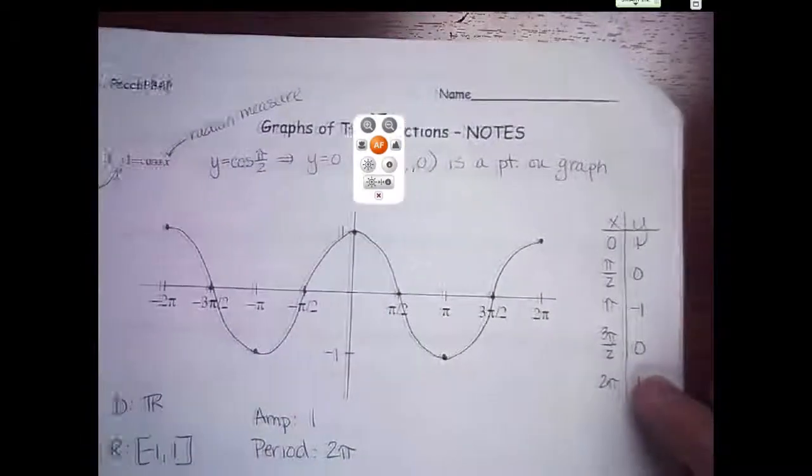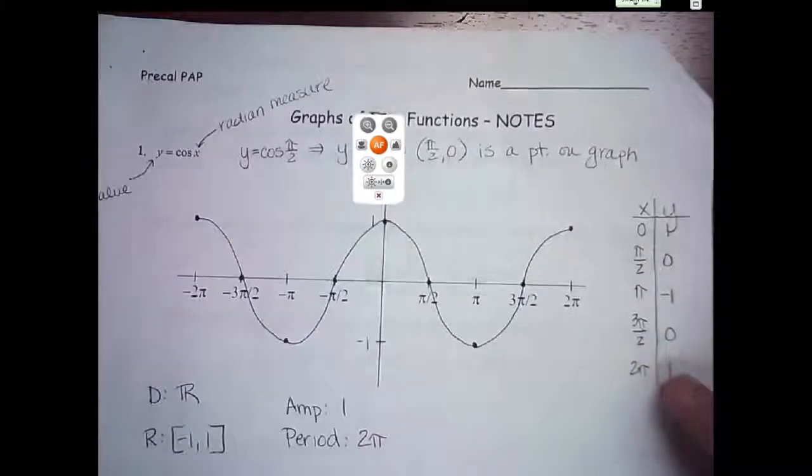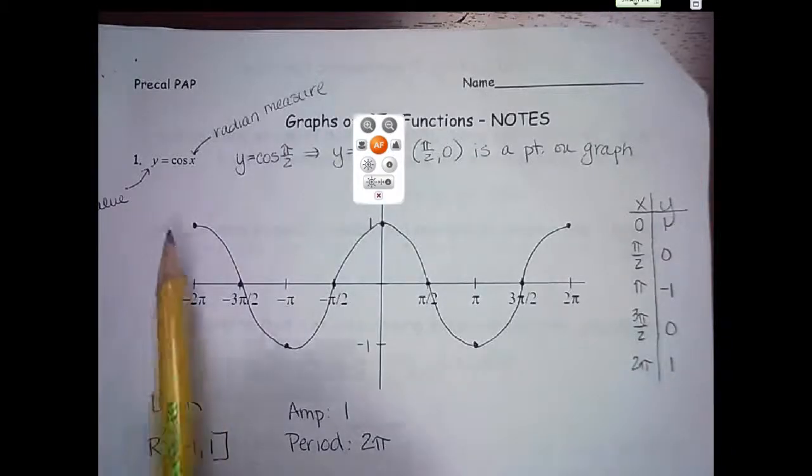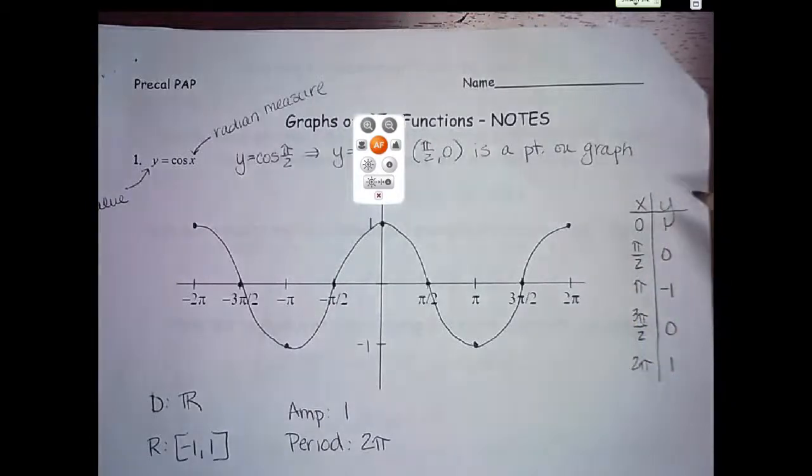Okay, just kind of a rehash of what we did yesterday. We graphed cosine. And remember, cosine actually makes a wave. I made you guys do a T-chart, or actually write out the points, so it looks just like this. Remember, you find these points on the unit circle. Don't forget that you're going to need to find domain, range, amplitude, and the period for each one of these.